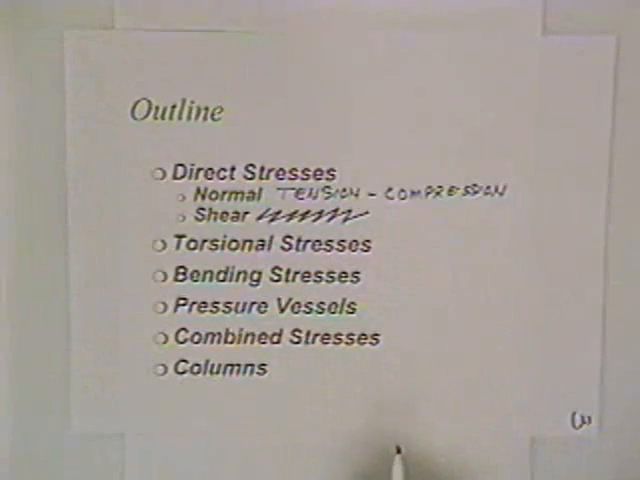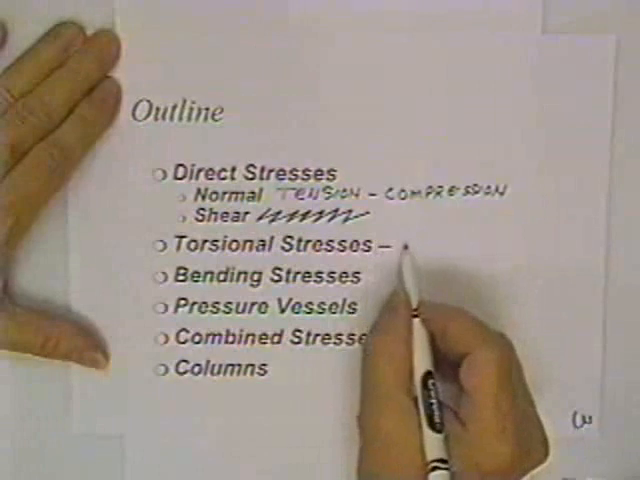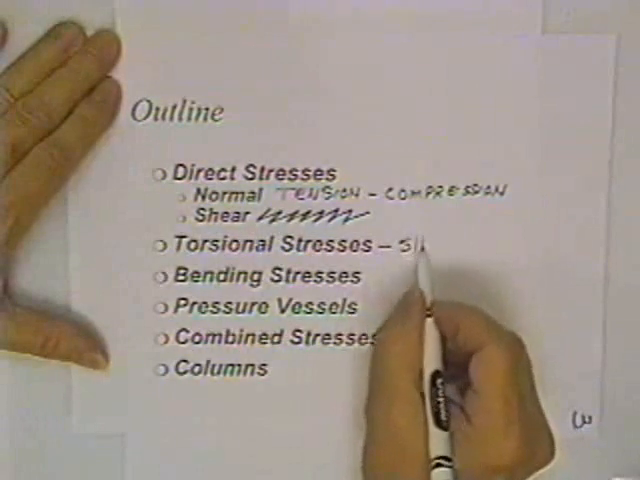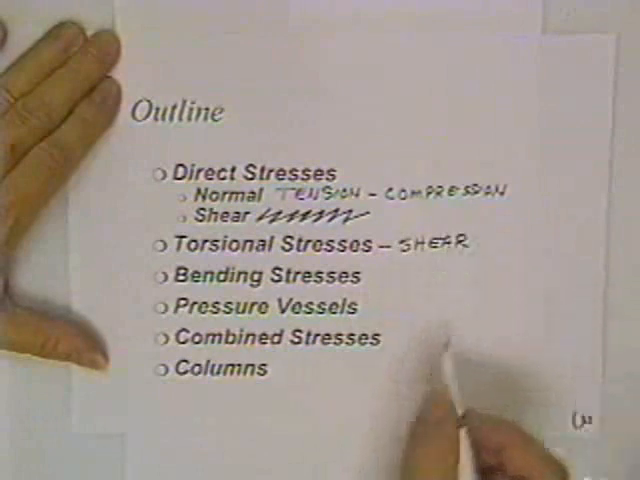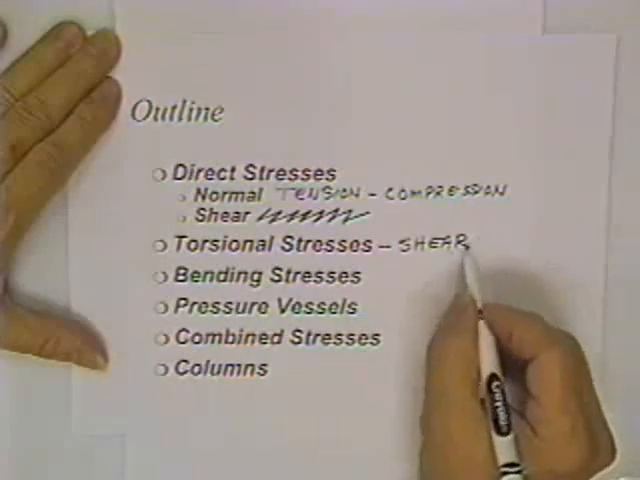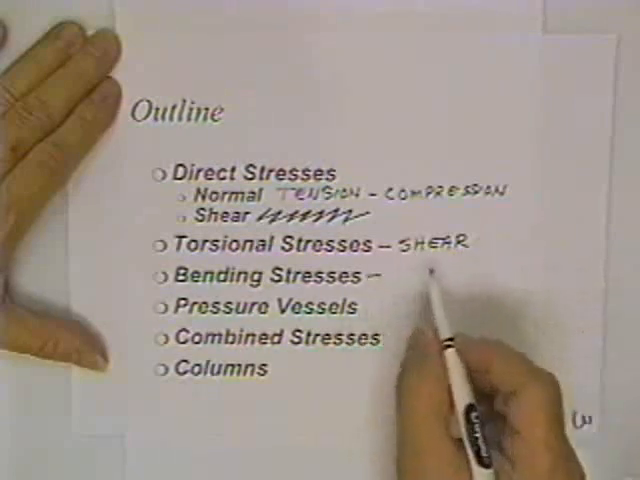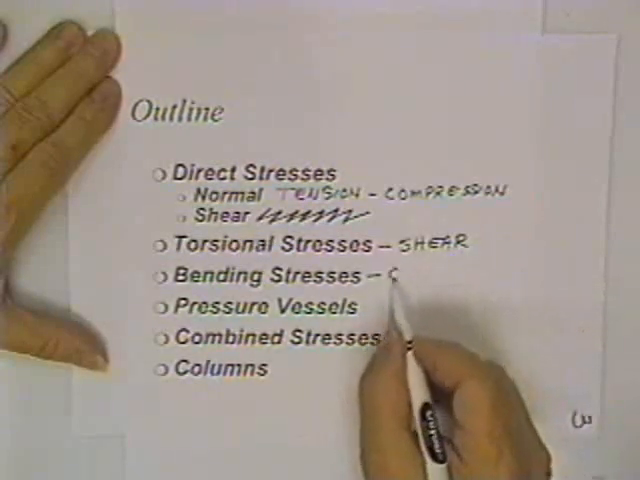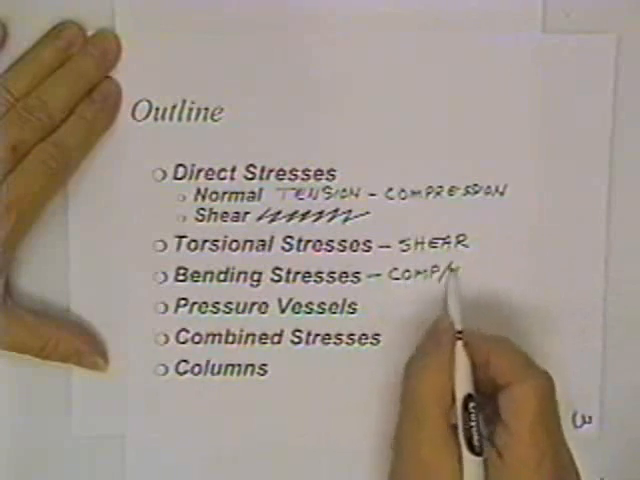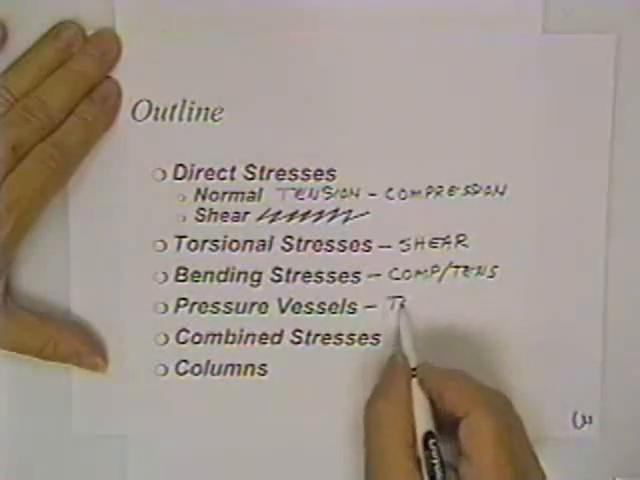Now those stresses can arise because you do different things to a structure. You can pull on it, you can push on it, you can twist it. If you twist it, the basic stress you cause will be shear stresses. And we'll cover each of these in detail. There are compressive and tensile stresses associated with this stress, but the basic stress is a shear stress in that rod. In bending, the basic stresses are compression and tension. Pressure vessels are subjected to tensile stresses.